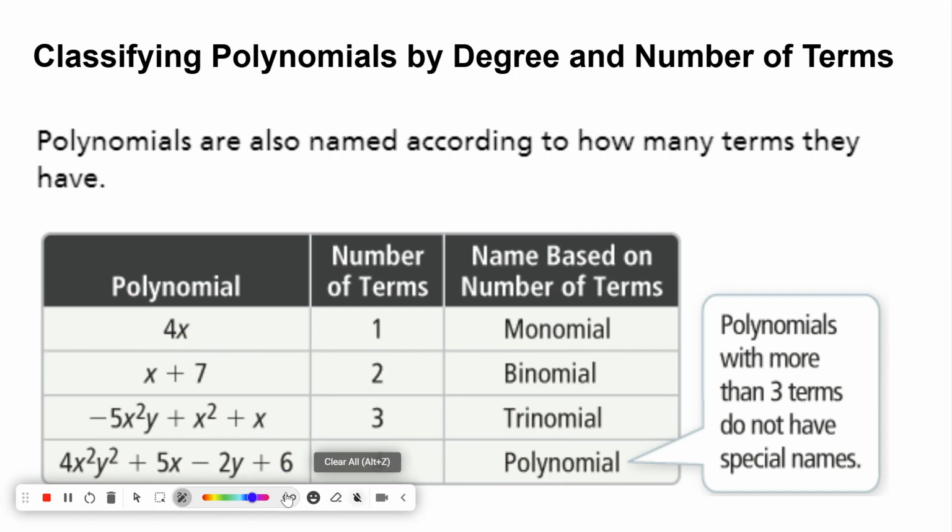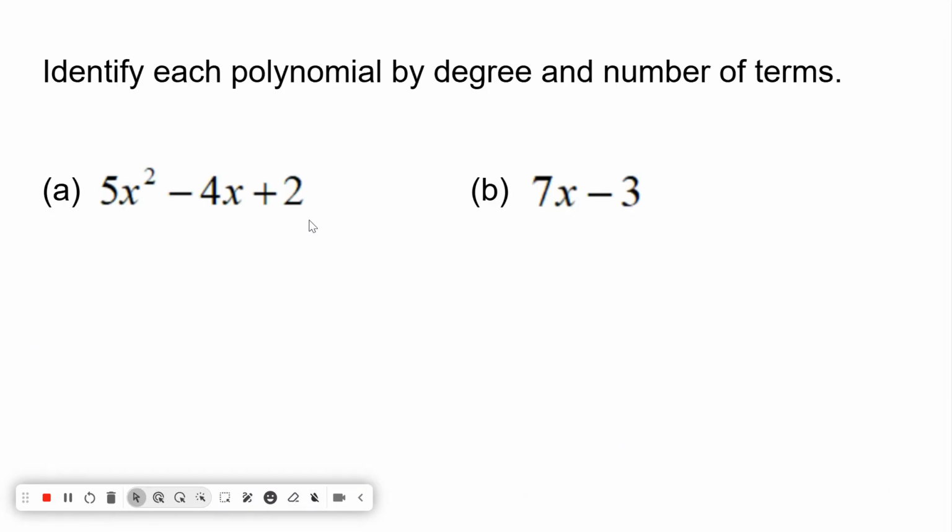Okay, so let's practice naming things by the degree and number of terms. We have 2 examples. We have to identify each polynomial by the degree and the number of terms. So if we look here at this problem, I see 5x to the second. This is the highest exponent. The exponent is a 2. So that means your degree is a 2. And if you look back at your chart, a degree being 2 means that this is going to be a quadratic.